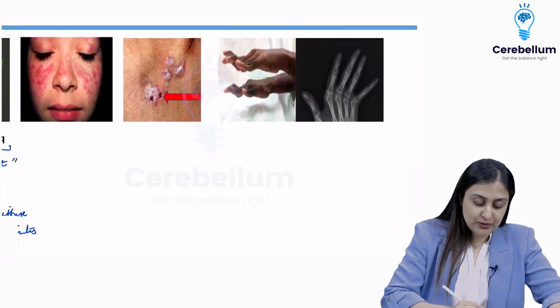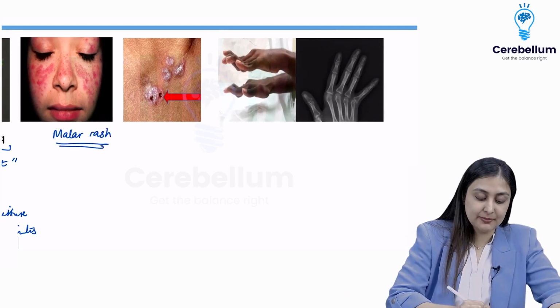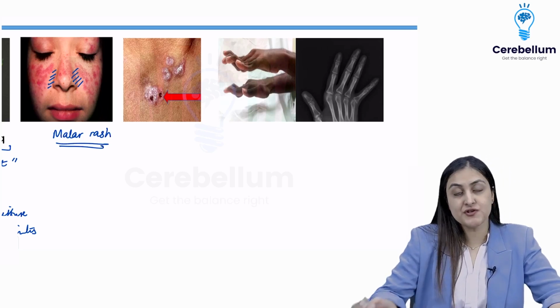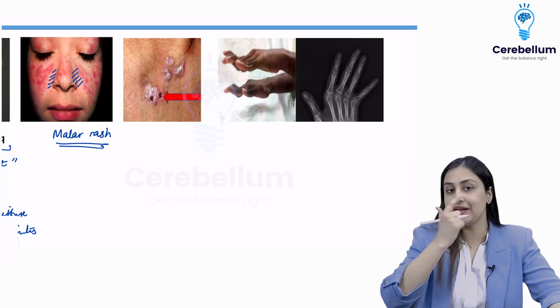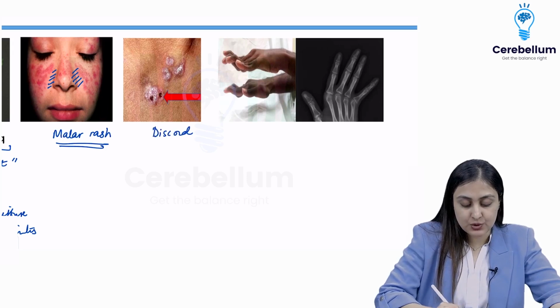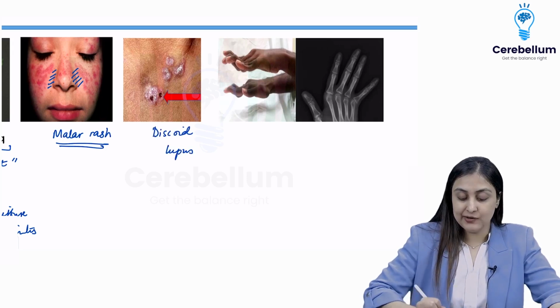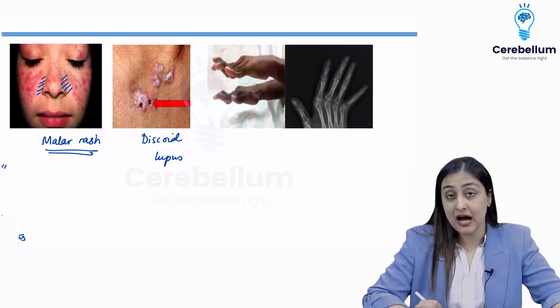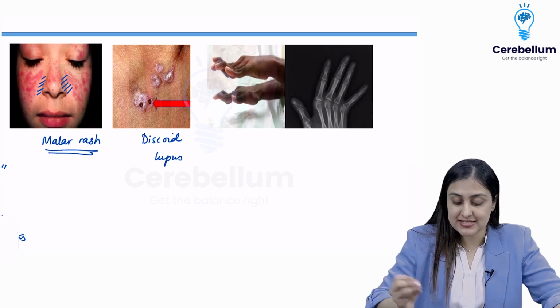So this, as you know, is the typical malar rash of SLE. We have done this in dermat as well. So there is this sparing of the nasolabial fold versus a rosacea wherein this sparing is not there. When you see this annular lesion, this is how discoid lupus looks like, and what you are seeing here is actually arthritis with more dominant synovitis.